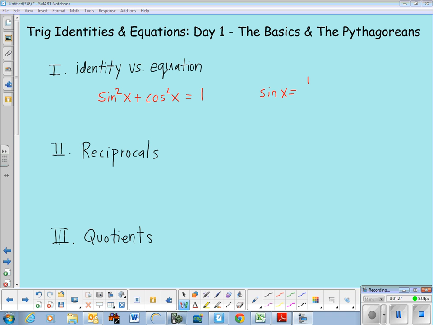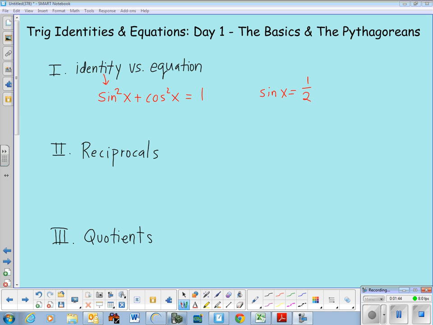Sine x equals 1/2. This is only true sometimes. We've been solving little basic equations like this. The sine of what number equals 1/2? Well, that's when the height is 1/2. That's going to happen at 30 degrees. And so on.